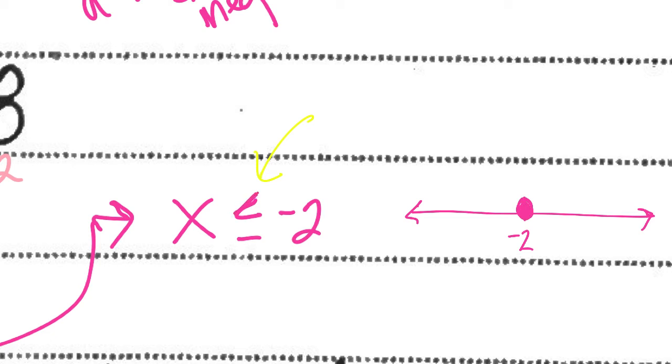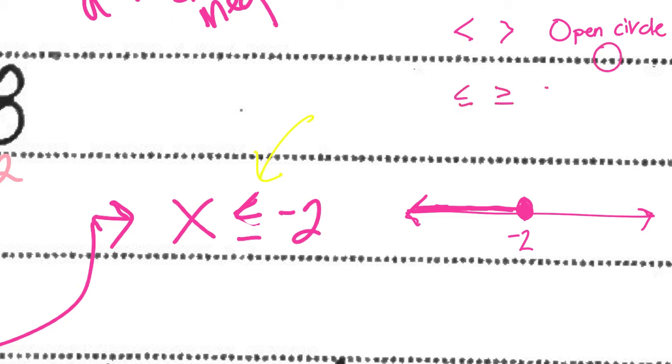And if x is less than, that was a really messy less than. If x is less than -2, I'm going to shade down this way to the left because all these numbers are less than. All right, so let's take a note. If I have less than or greater than, we're going to have an open circle. If I have less than or equal to and greater than or equal to, we're going to have a closed circle.